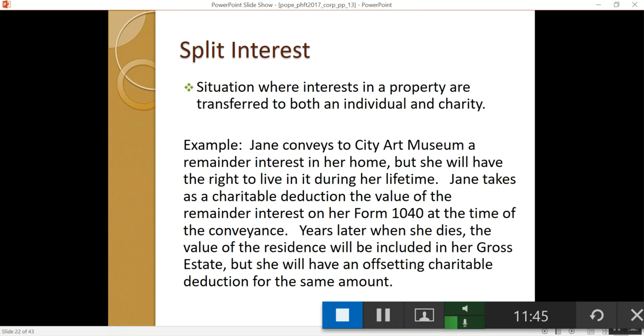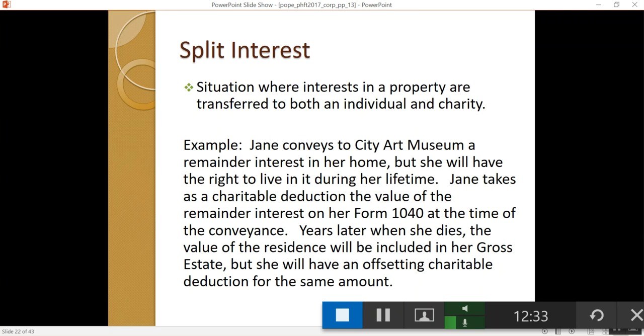Now, you might be asking yourselves, why did she have to include the value of the residence that she, in fact, gave to the museum some years before her death? Why does the value of that residence need to be included in her gross estate? And remember, when we talked the other day, we learned that there are some exceptions to what would be includable or excluded from a gross estate. And when someone gives something to somebody else, but they keep a hold of some portion of that, so they have some right to it in some way, shape, or form.